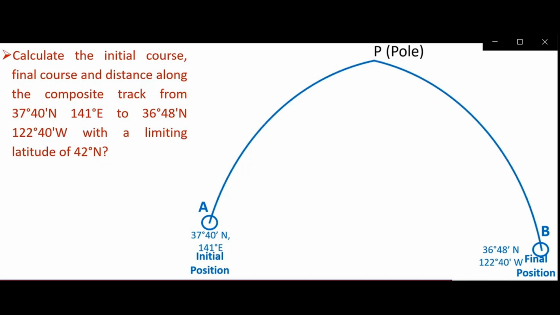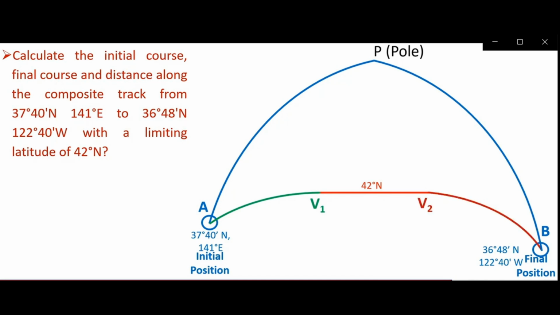Now, if we had to take a great circle track from A to B, we would have drawn the arc of great circle passing through A and B. But in this case, we have a limiting latitude of 42 degrees north. So we draw the limiting latitude, as you can see in the diagram, 42 degrees north. Now we draw an arc of great circle passing through A with its vertex at the limiting latitude. You can see with vertex at V1, the green part.